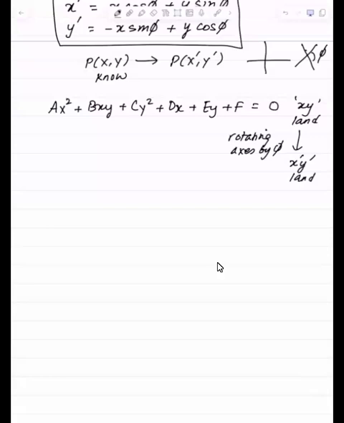Now, think about it. We want to rotate the axes in a way, bear with me, so that this xy term disappears, just magically disappears. So by rotating the axes by a phi which we can calculate, the b term becomes zero and the xy term disappears.